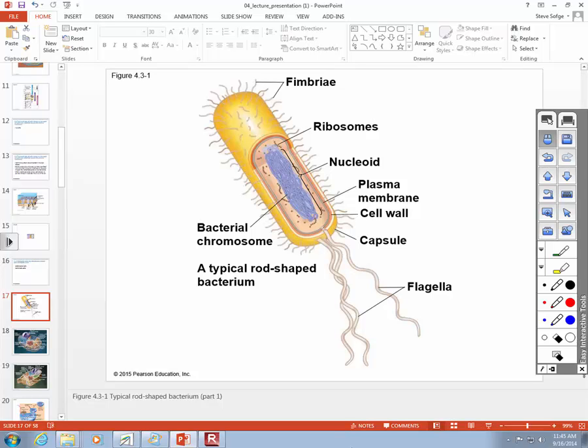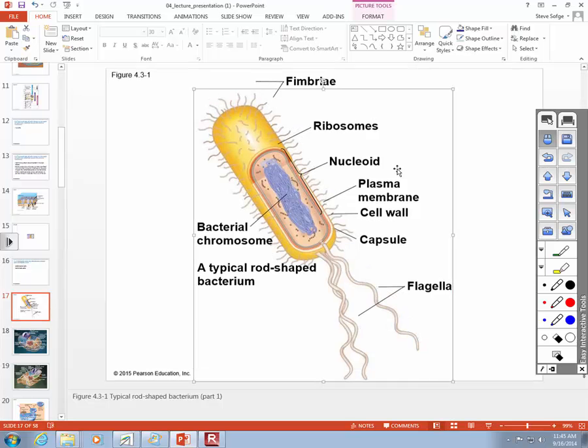Okay, so let's begin with the DNA. The area where the DNA is located is called the nucleoid, and that is all it is, which I find to be really weird. It is an area with DNA, or you can call it a chromosome.